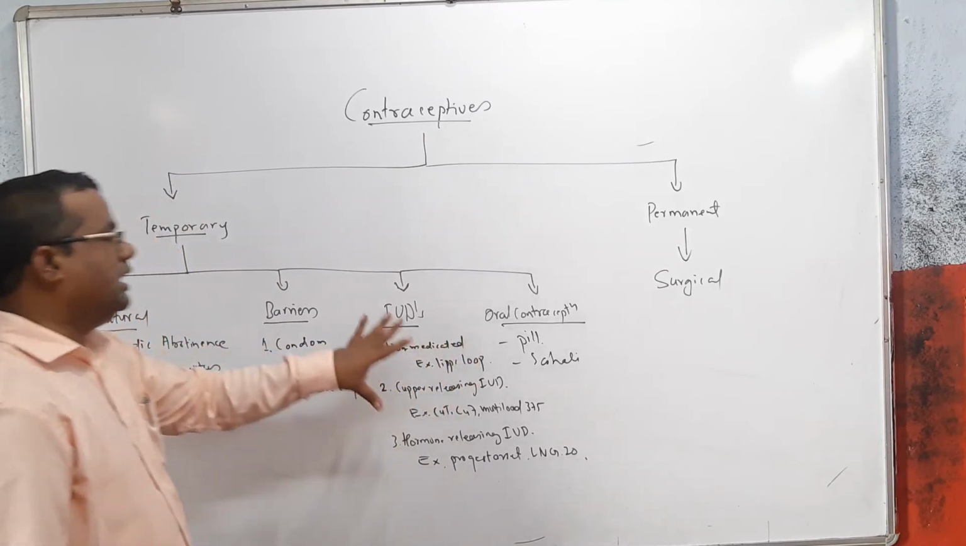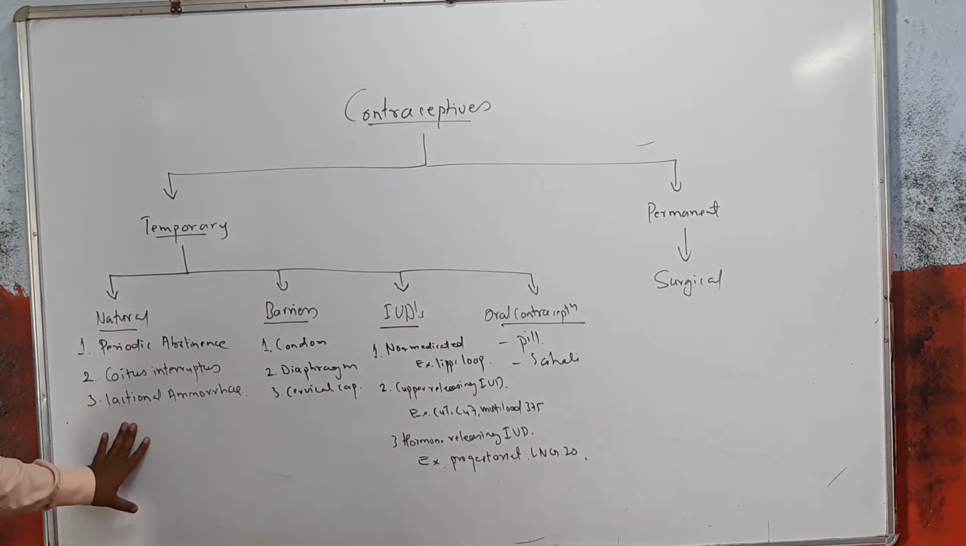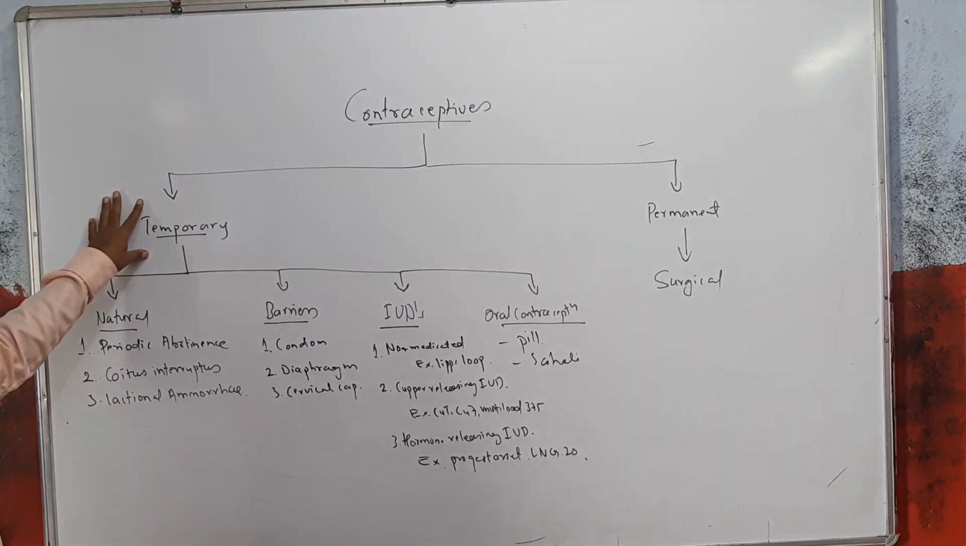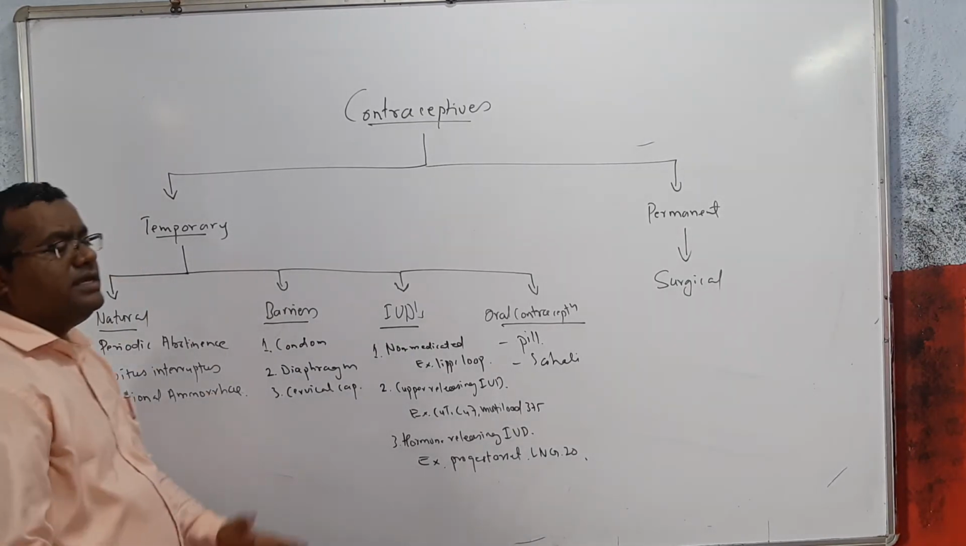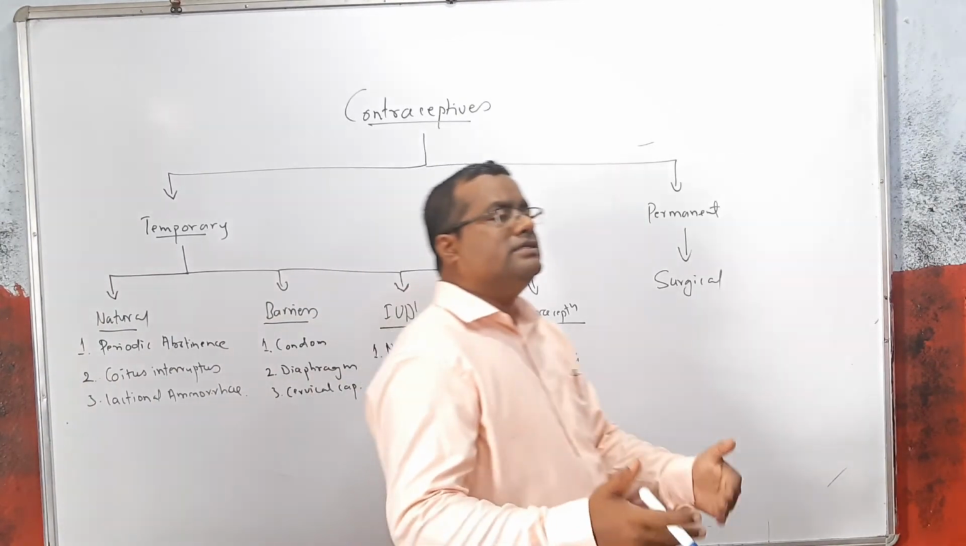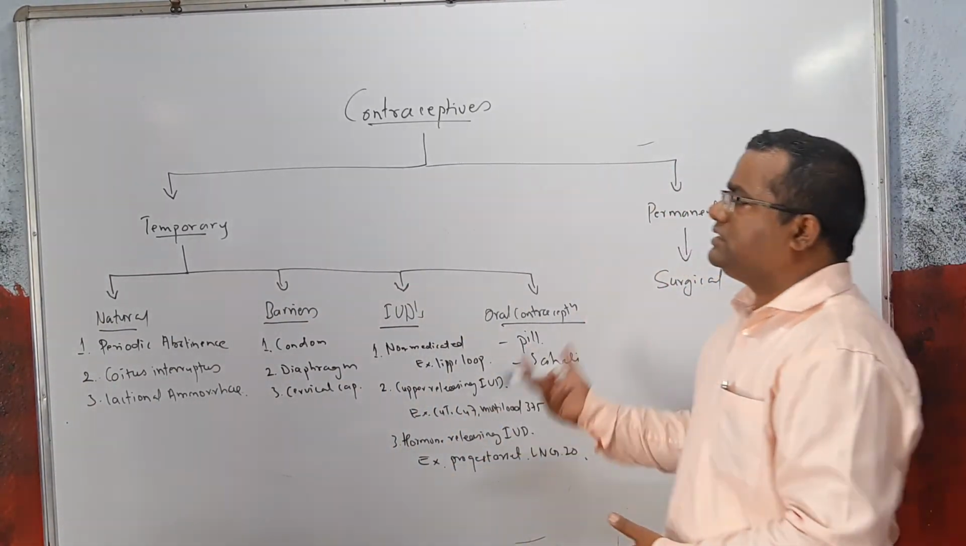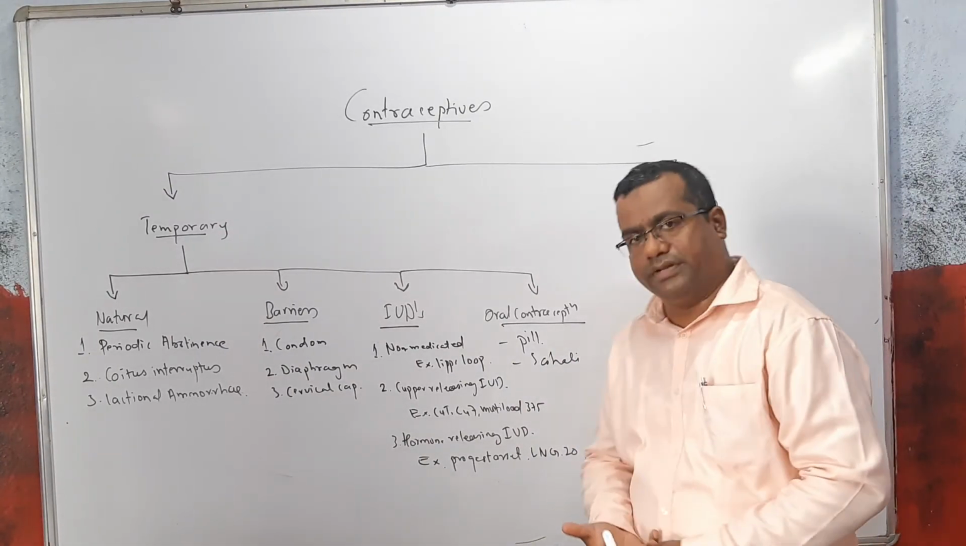Now this oral, IUD, barrier and natural, all four belong to which category? Temporary. All of these are temporary. You can start them anytime and stop them anytime. This method we call the temporary method.